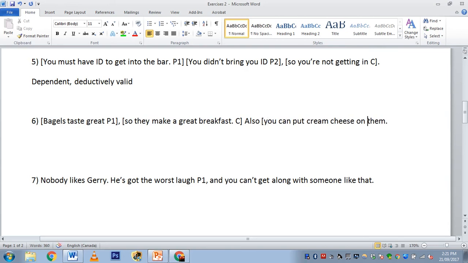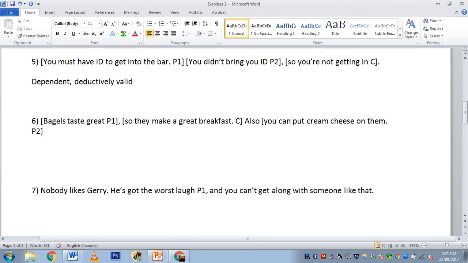Also, you can put cream cheese on them. Again, cut out the "also" because it's sort of a connective with other sentences. You just want to isolate the statement of fact. So once you know the conclusion, the structure of the thing should kind of pop out. Now, are these dependent or independent reasons for the conclusion?